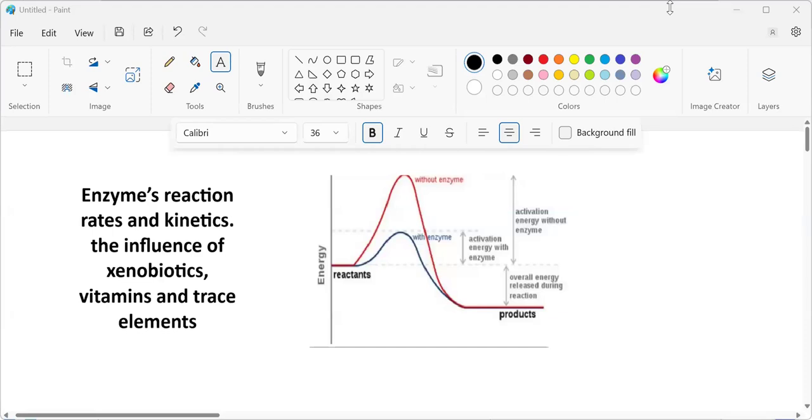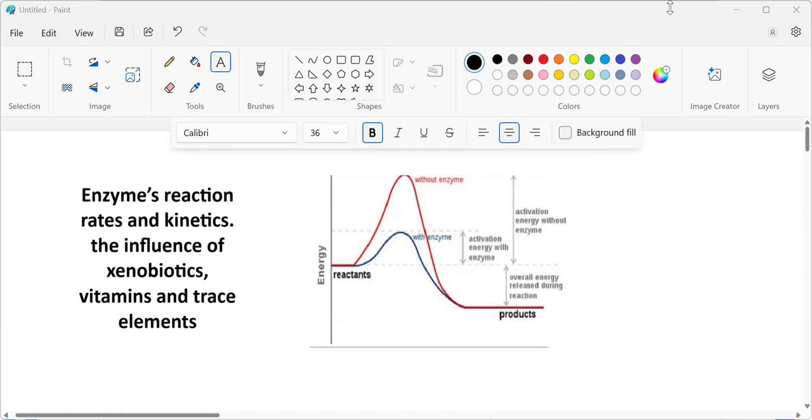Today we're going to be discussing the biochemistry of enzyme reaction rates and kinetics, and the influence of xenobiotics, vitamins, and trace elements. Yes, I'm a pharmacist and we have to go into the chemistry of some of these things, the nitty gritties. You need to know it. You can't escape from it. Just for knowledge's sake.